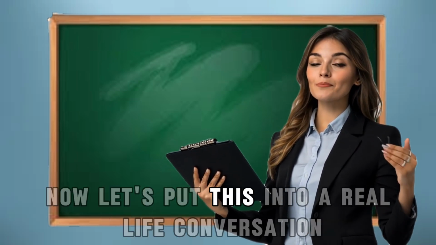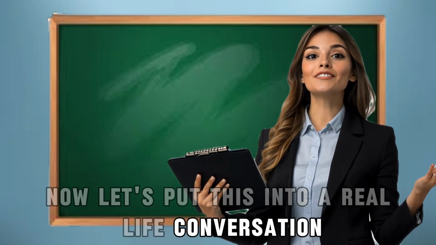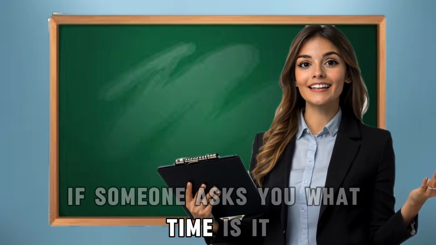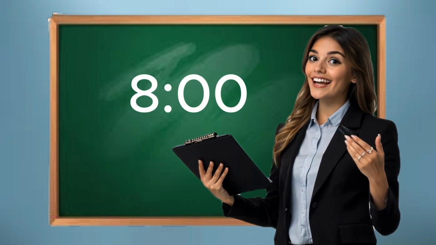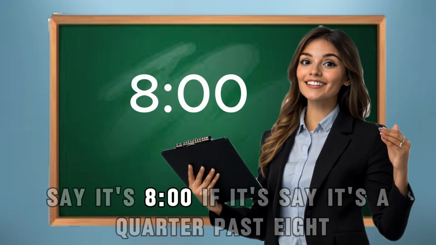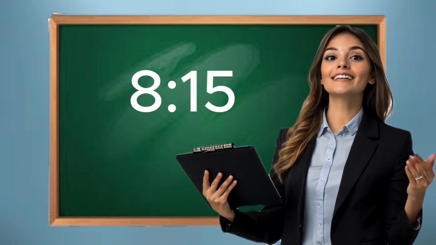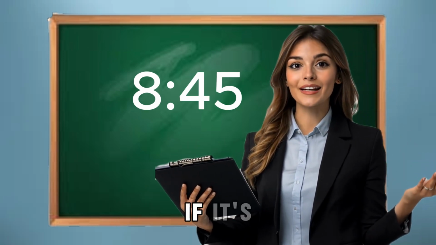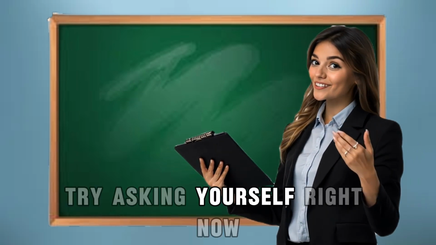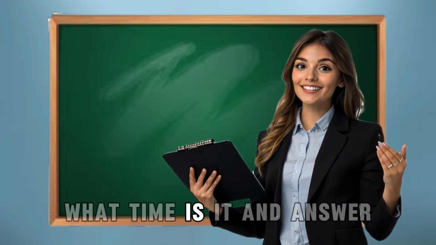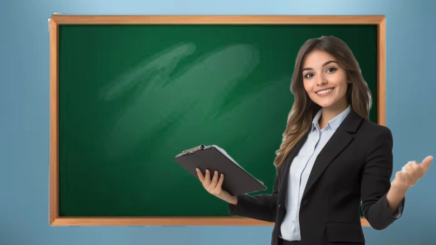Now, let's put this into a real-life conversation. If someone asks you, "What time is it?" Here's how you can answer. If it's 8:00, say, "It's 8 o'clock." If it's 8:15, say, "It's a quarter past 8." If it's 8:45, say, "It's a quarter to 9." Try asking yourself right now, "What time is it?" and answer.